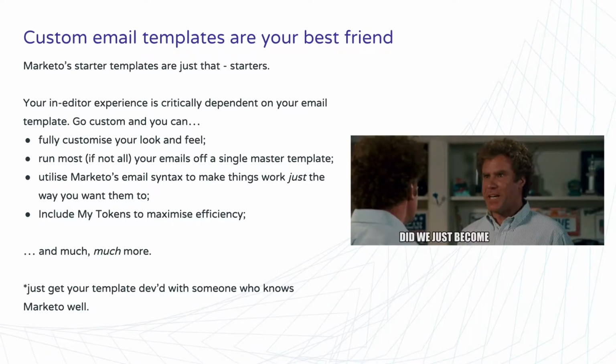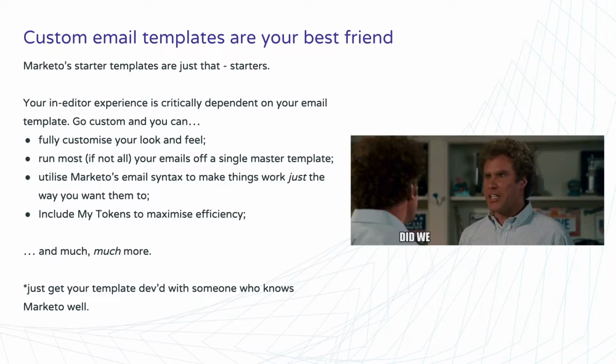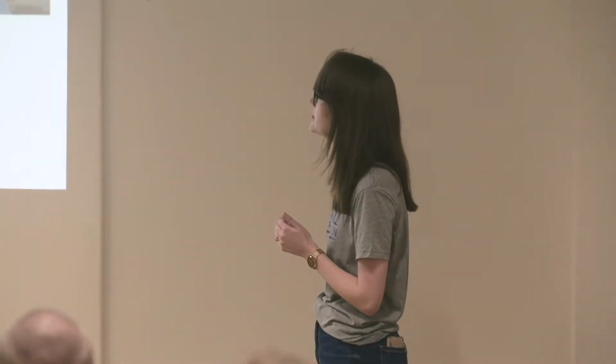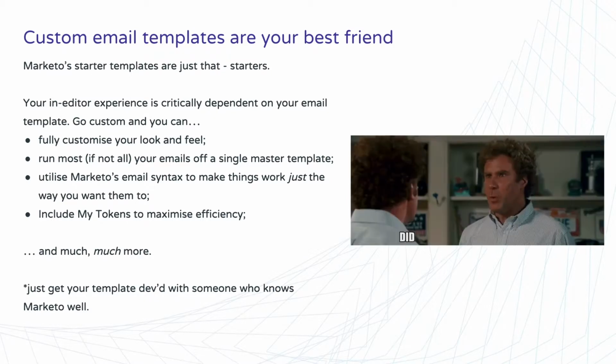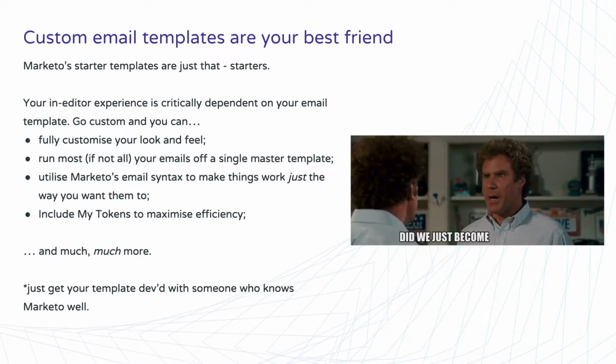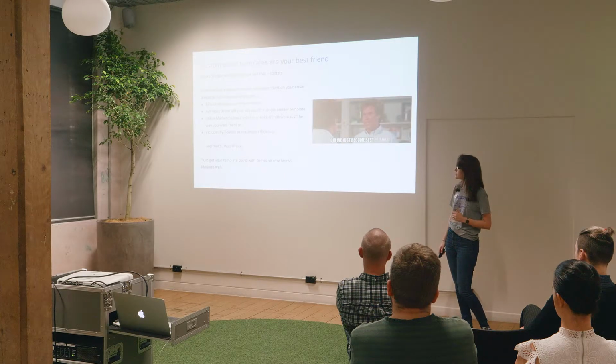A well-designed and well-built email template will also utilize Marketo's email syntax in a way that lets you use the in-editor functionalities exactly the way you want them and not the way you don't. So that means you can restrict WYSIWYG functionalities where you don't want people to be able to access that. You can have drop-down variables, color variables. You get a lot more functionality and flexibility there. And it also provides an opportunity for you to use My Tokens throughout your template to maximize efficiency and scalability, reduce a lot of that manual work. And that's really just a handful of things that you can do if you have a custom template.